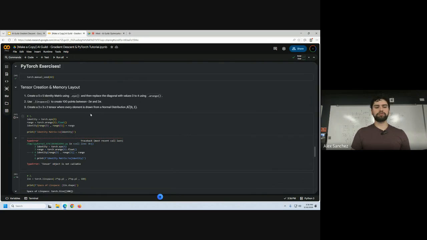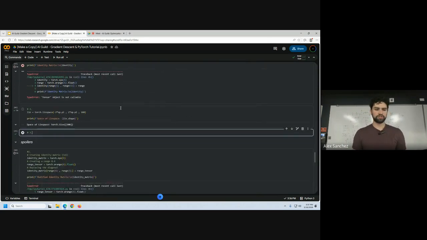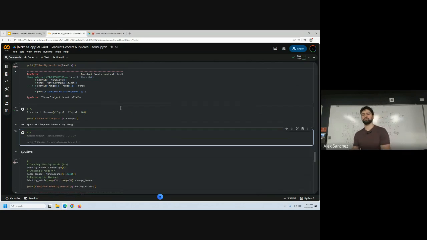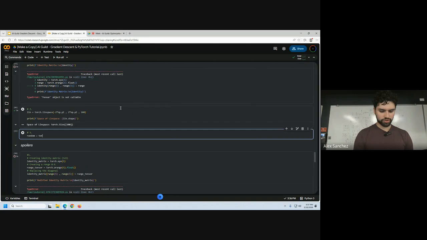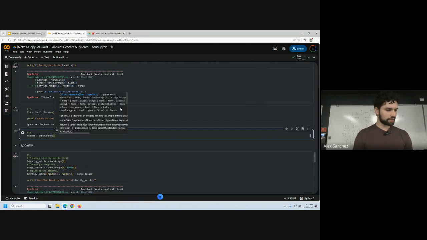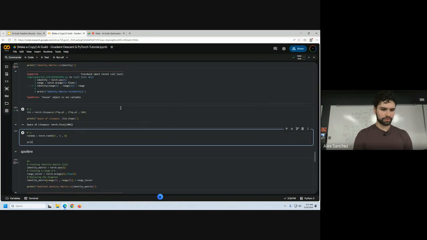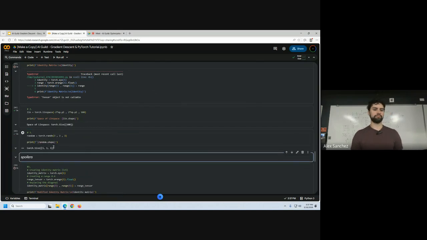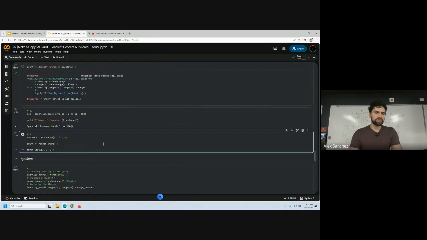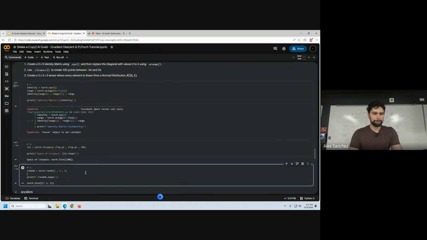For our third thing, we want to create a 3 by 3 by 3 tensor where each element is drawn from a normal distribution. So basically, if you remember the rand, the random, here we have random equal to torch.random, and then we put the dimensionality, right? 3 by 3 by 3. And let's print the shape of this tensor. Random.shape, and it should be 3 by 3 by 3.